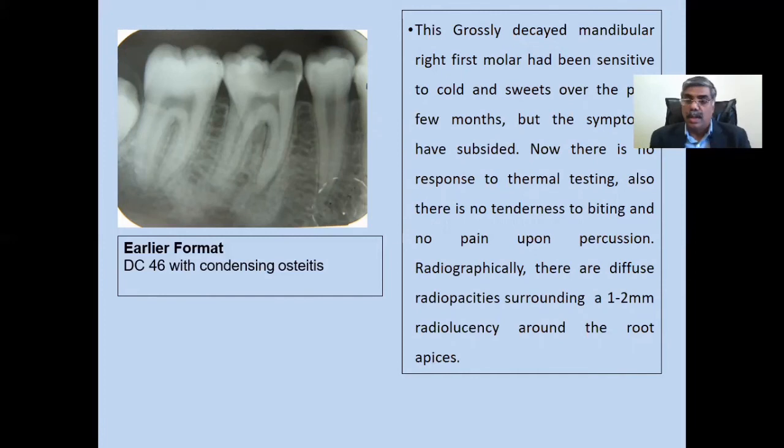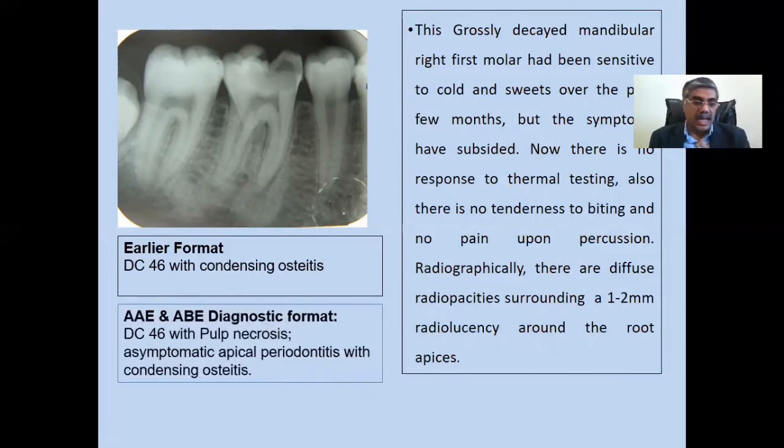This is the pathological concept of diagnosis. But from the clinical point of diagnosis by AAE and ABE, the same thing can be written as dental caries 4-6 with pulpal necrosis. It gives a clear indication that the pulp is necrosed. Asymptomatic apical periodontitis. Why is it asymptomatic? Because there is no symptom in the patient.